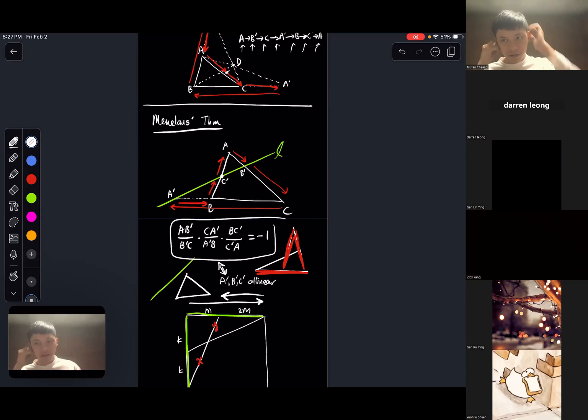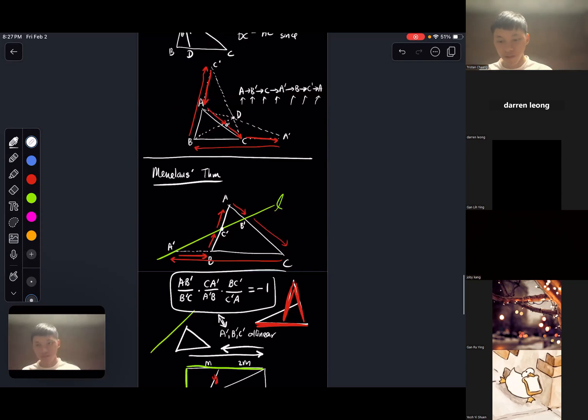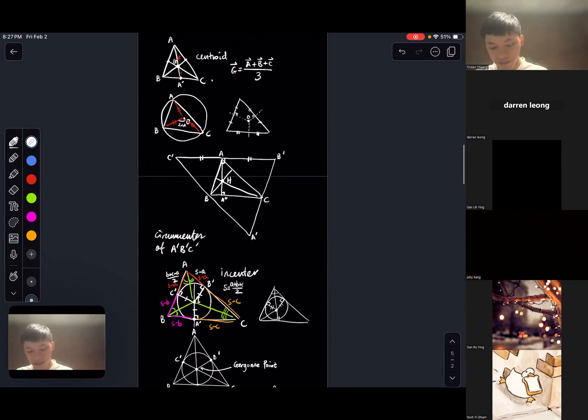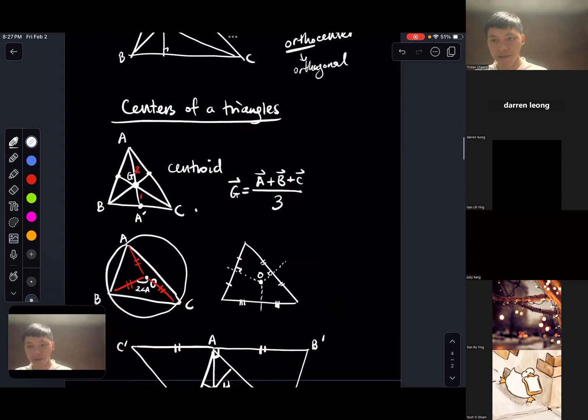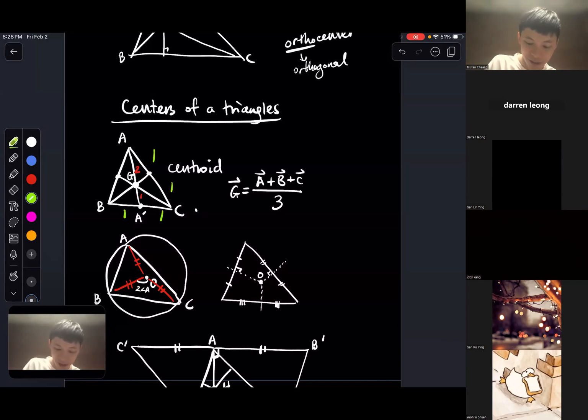So now with Ceva and Menelaus, we can actually prove a lot of the previous centers of the triangle. Like for example, the centroid. Prove that the centroid exists. You just have to prove that 1/1 times 1/1 times 1/1 is 1, because that's where the medians meet, right? The ones here are ratios, not lengths. Make sense?